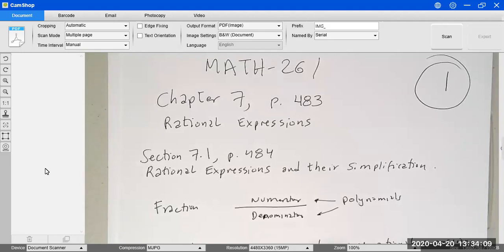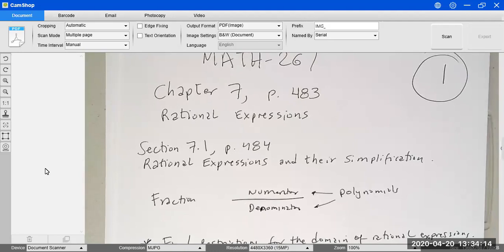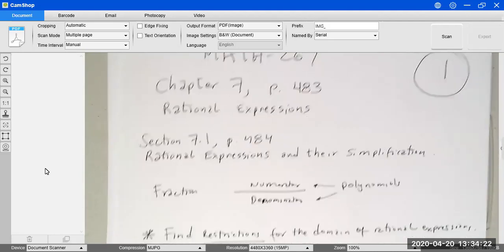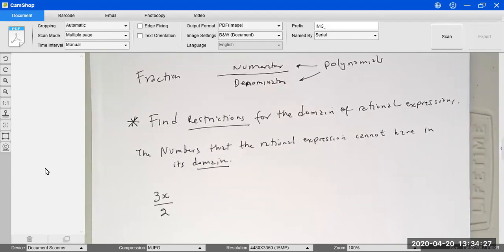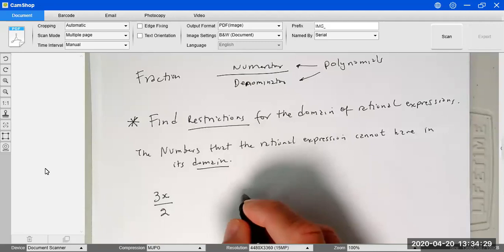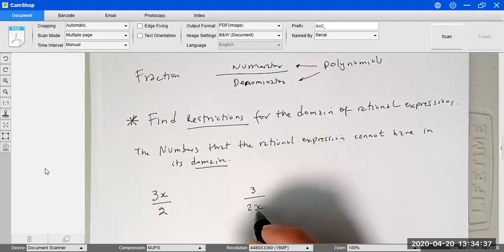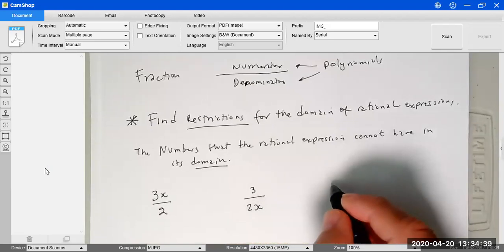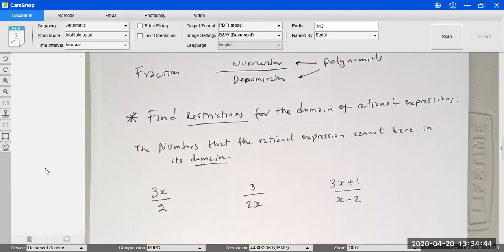So what is a domain? Domain is any value that you can use to evaluate a rational expression. So let's see if I have, for example, 3x over 2. That's a rational expression because the numerator is a polynomial. You can have 3 over 2x. That's another rational expression because you have a polynomial in the denominator. Or you can have 3x plus 1 over x minus 2, and that's another rational expression.